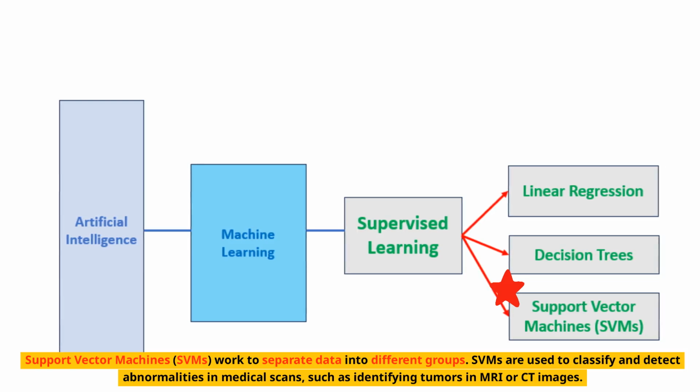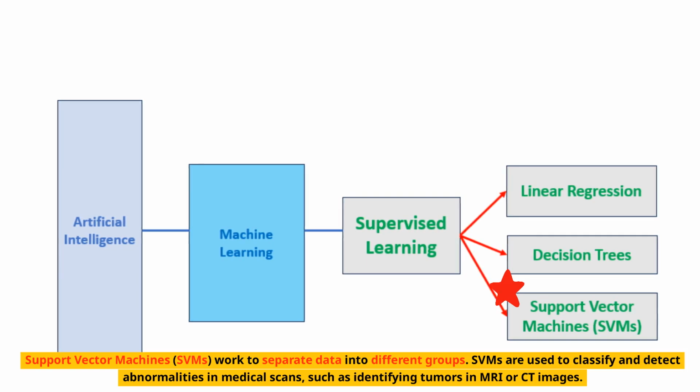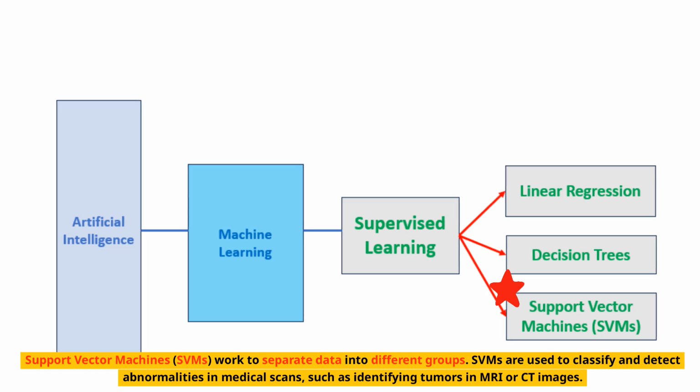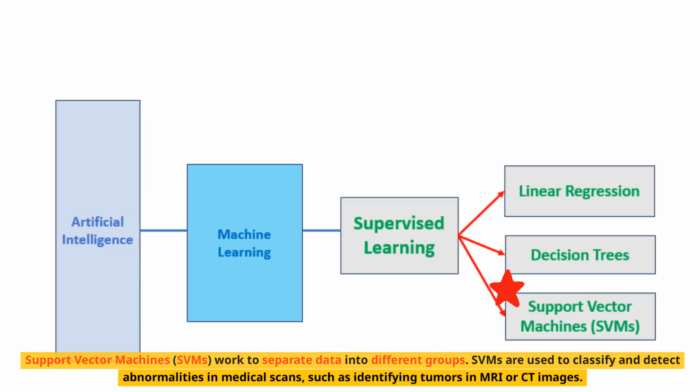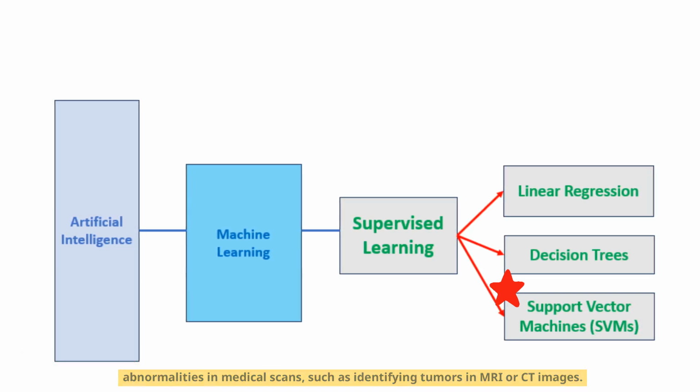Support vector machines, SVMs, work to separate data into different groups. SVMs are used to classify and detect abnormalities in medical scans, such as identifying tumors in MRI or CT images.